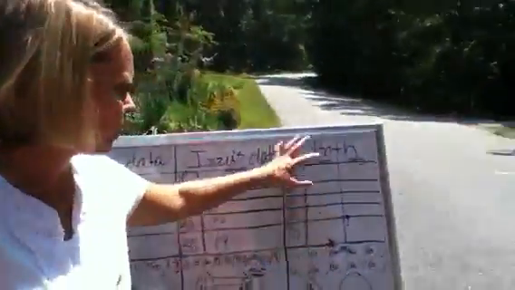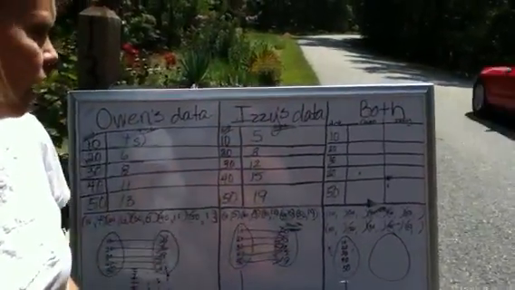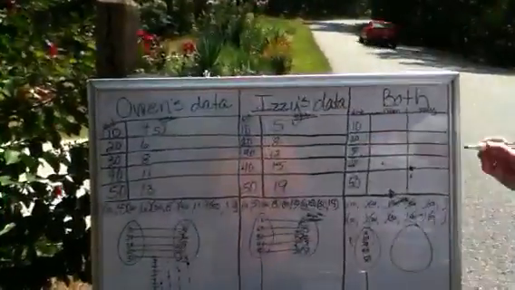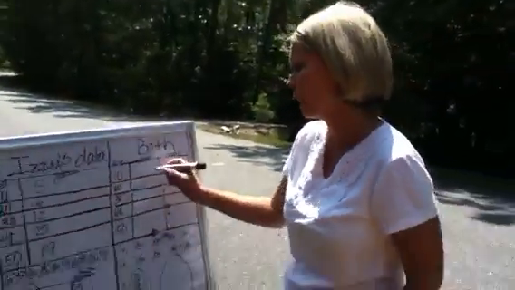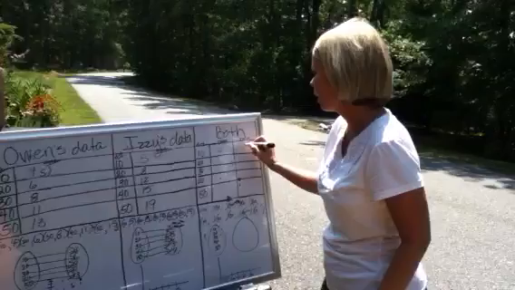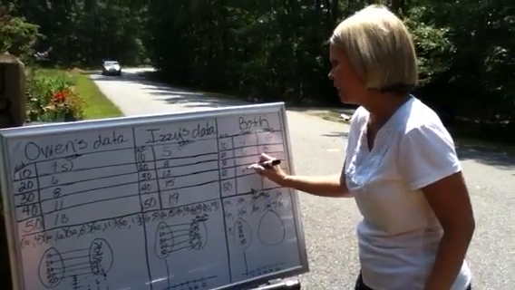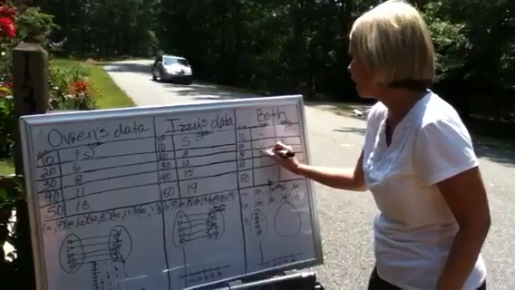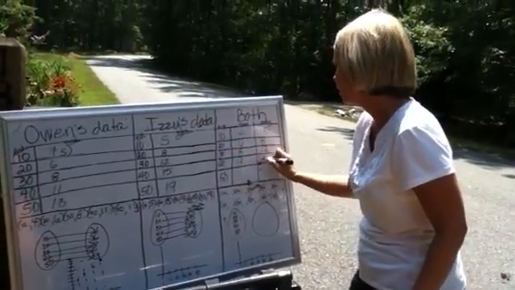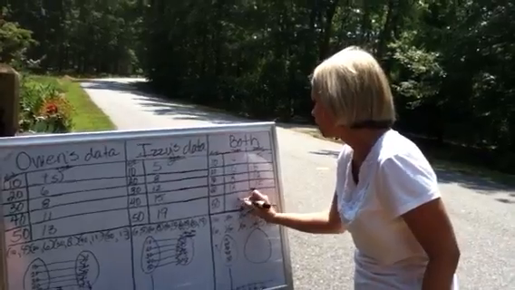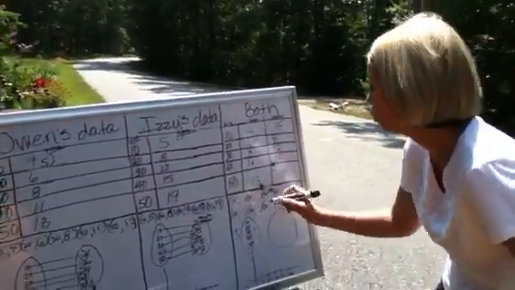Okay, so what I'm going to do now is combine the two sets of data. One more car going by. I'm going to move over here and list Owen and Izzy's data together so we have more ordered pairs to deal with. So Owen was 4 here and Izzy was 5, 6 and 8, 8 and 12, 11 and 15, and 13 and 19. I'm going to list those in terms of ordered pairs.